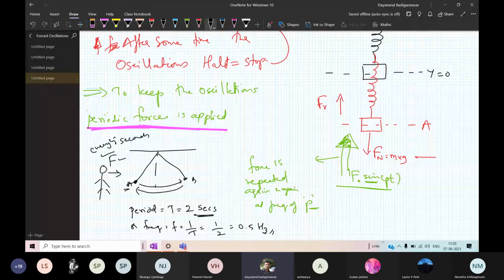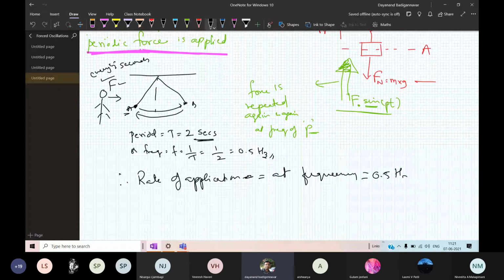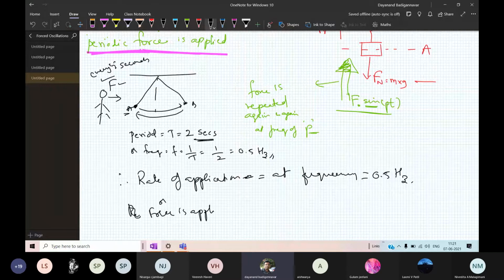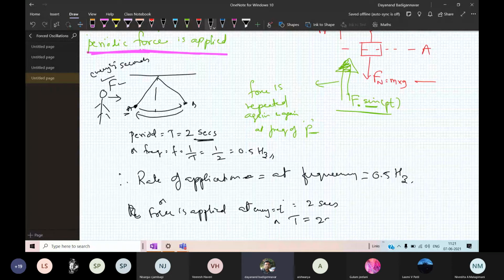The force should be applied at a frequency of 0.5 hertz. For every T, for time T equal to 2 seconds, I can write time T is equal to 2 seconds. Period is 2 seconds. Therefore, you have to apply the force every 2 seconds to keep the oscillations forever.